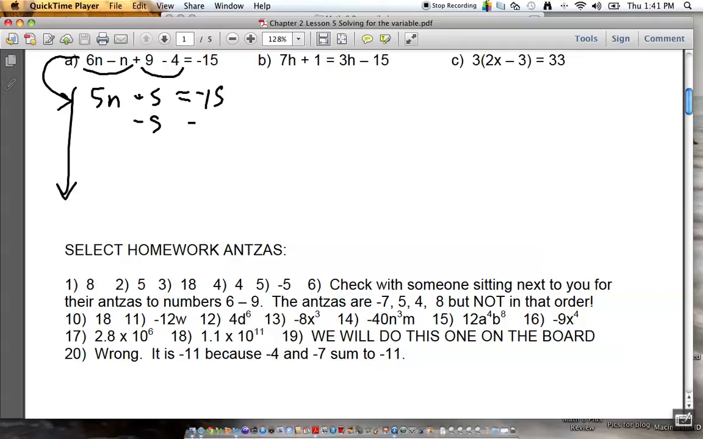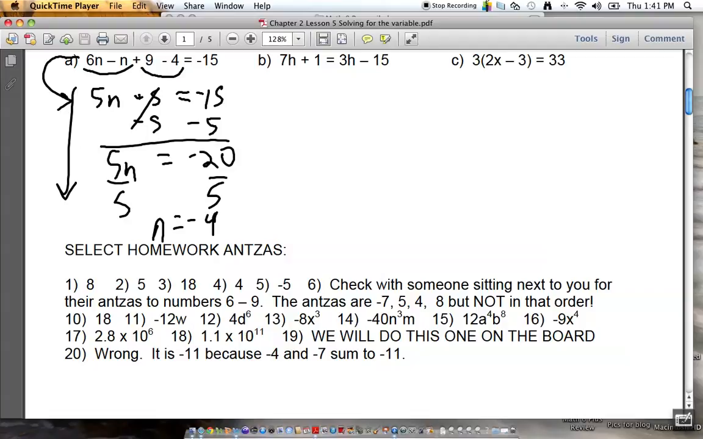Minus 5, 5n equals negative 15. Here we go, Stephen, ready? Negative 15, 5 more negatives, what do I have? 20. That's right, negative 20, then I divide by 5, and n is negative 4. Okay?